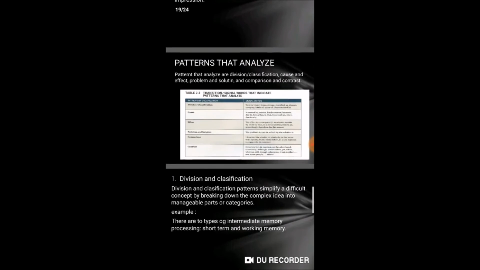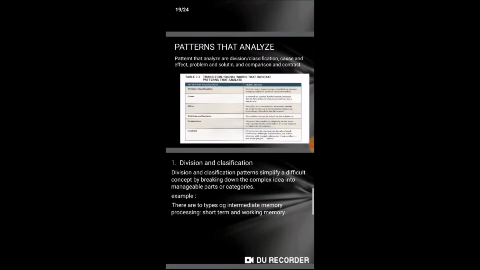Okay, after the definition and example, we come to the next explanation, which is the description. Description is used when an author describes a person, place, or thing with this pattern. The author uses sensory details to paint a mental picture for the reader of the subject to create a dominant impression.